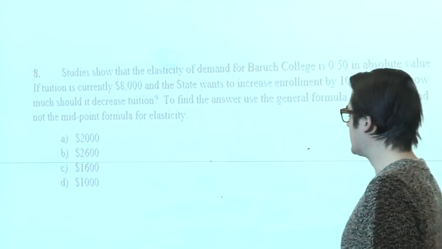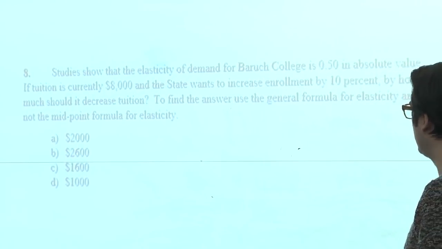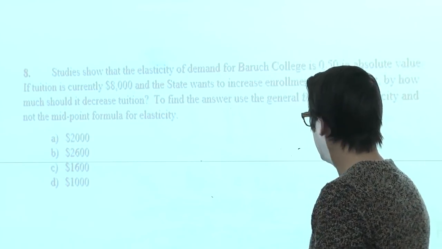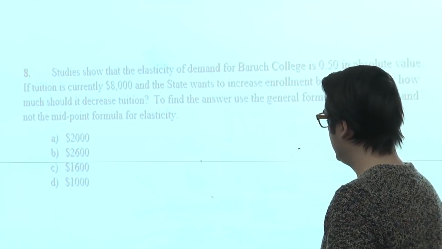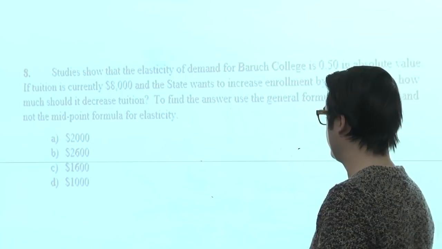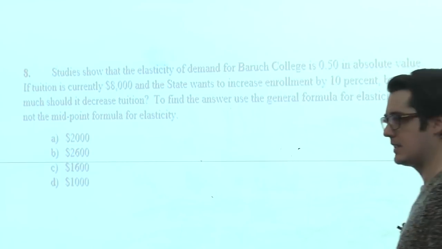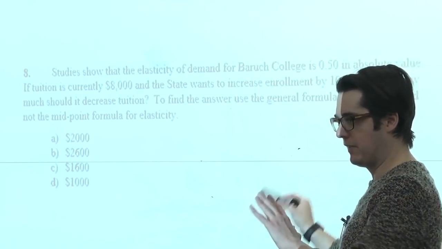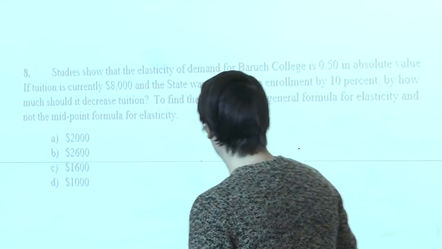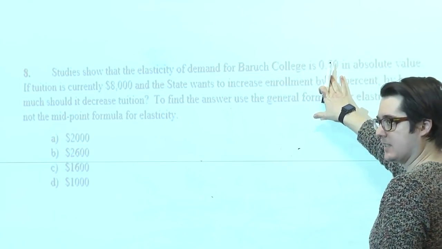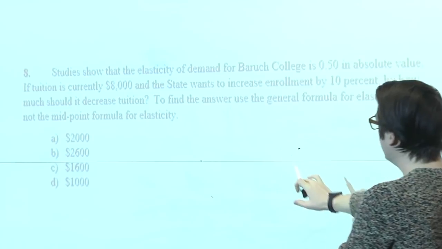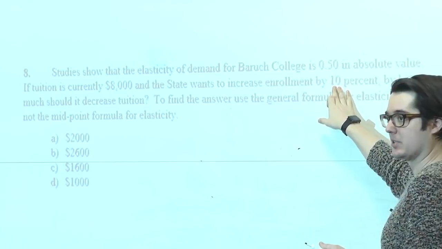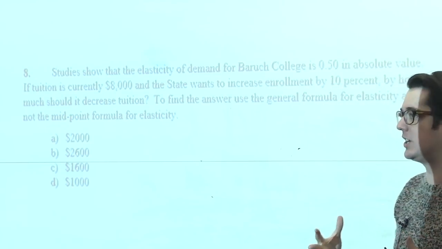Question 8. Studies show that the elasticity of demand of Baruch College is 0.5 in absolute value. If tuition is currently $8,000 and the state wants to increase enrollment by 10%, by how much should it decrease tuition? So this is a question that we have seen a variation of this already, right? So we even have the same price elasticity. Right, the price elasticity is 0.5, and we want to change enrollment by 10%. So what percent do we need to change price?